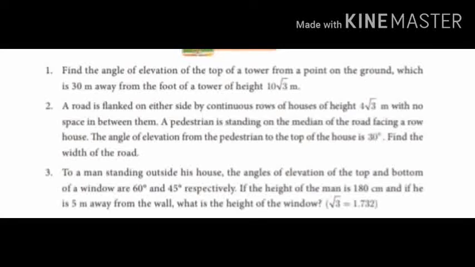To a man standing outside his house, the angle of elevation of the top and bottom of a window are 60 degree and 45 degree respectively. If the height of the man is 180 centimeters and if he is 5 meters away from the wall, what is the height of the window?